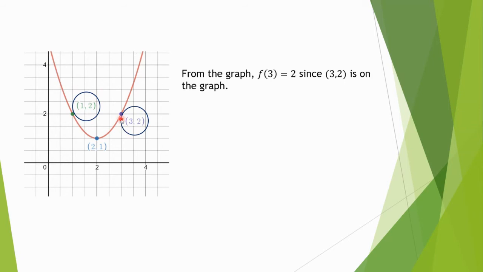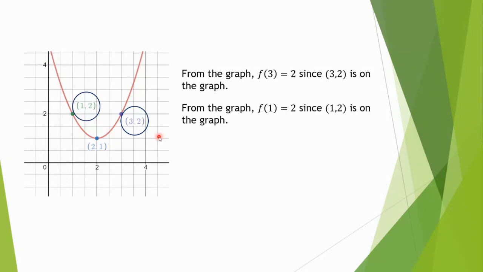But anyway, 3 is on the graph. That tells us f of 3 is 2. So 3 is in the domain, and the function maps 3 to 2. That's what this is telling us.